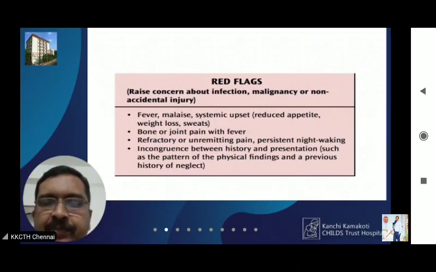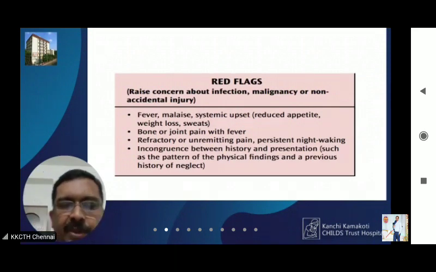There are also other non-pathological causes of night pain. For example, the most benign one, growing pain, causes night pain, but it's the most benign cause of night pain. And other causes of night pain would be osteoid osteoma and chronic recurrent multifocal osteomyelitis. When there's incongruence between history and presentation, for example, a child is brought in not moving hands or legs and is having evidence of multiple fractures, and the parents are giving an inconsistent history, that should suggest a non-accidental injury or child abuse.